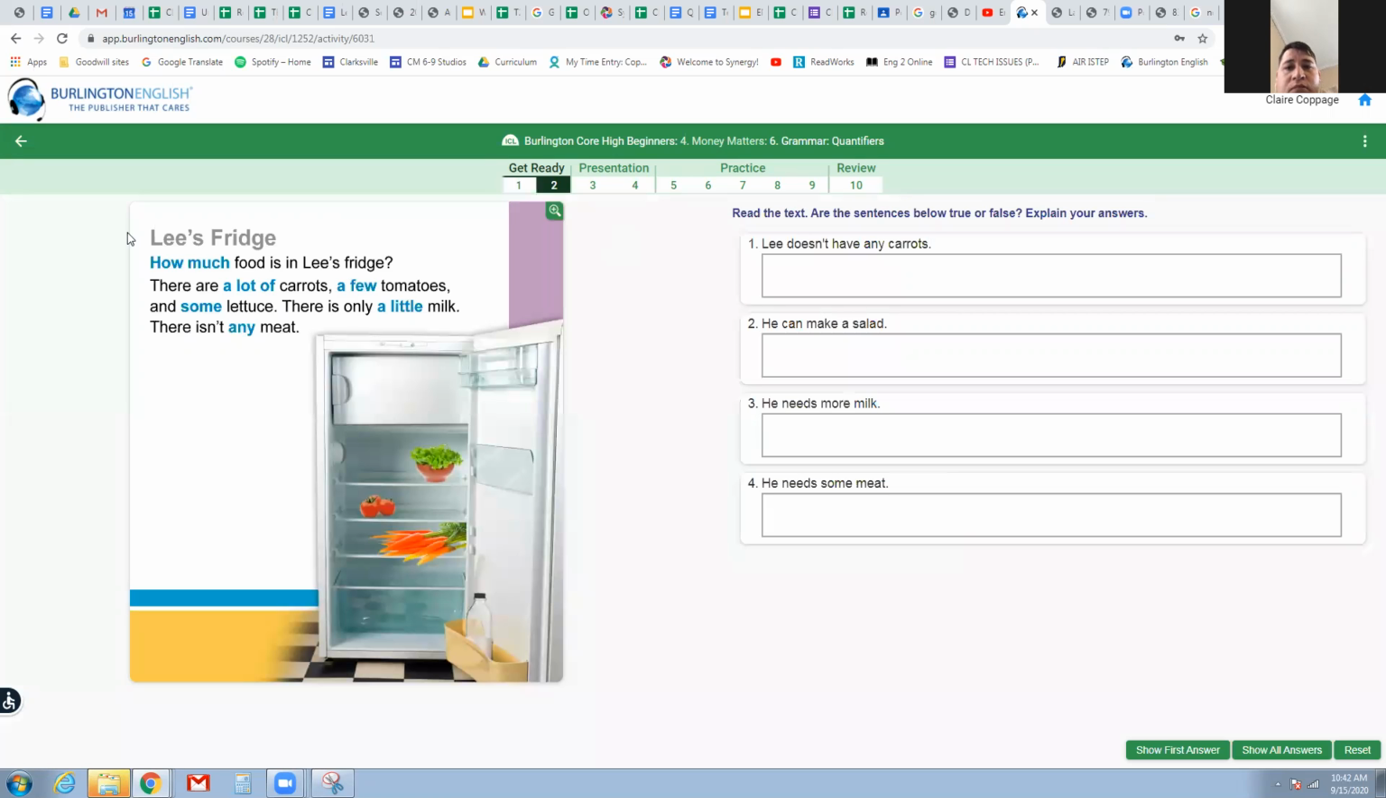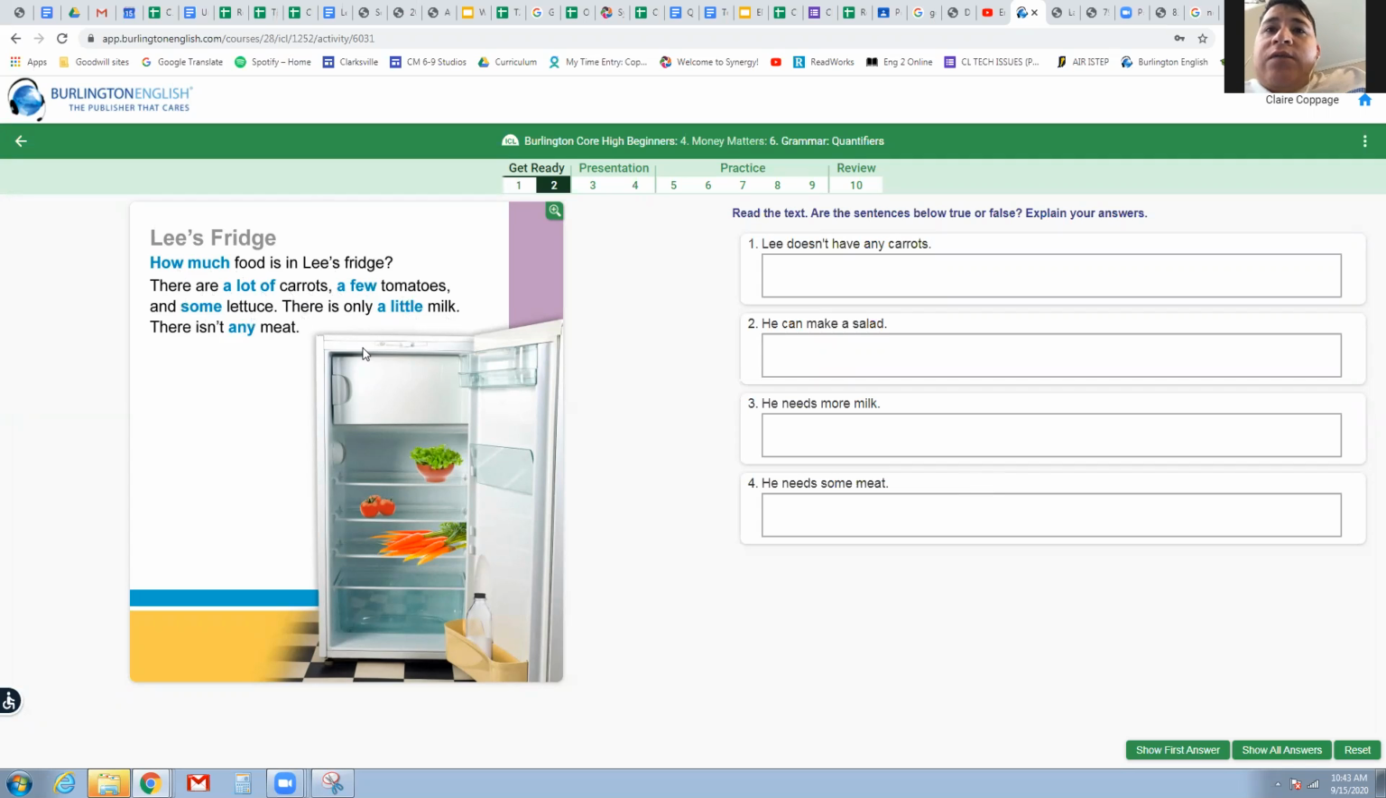All right. So we're going to read this text and then we'll answer these questions, true or false. But first, I will read, and then Sergio, I want you to read to me. Okay. So primero yo. Lee's fridge. How much food is in Lee's fridge? There are a lot of carrots, a few tomatoes, and some lettuce. There is only a little milk. There isn't any meat. Okay. Now, can you read that to me, please?